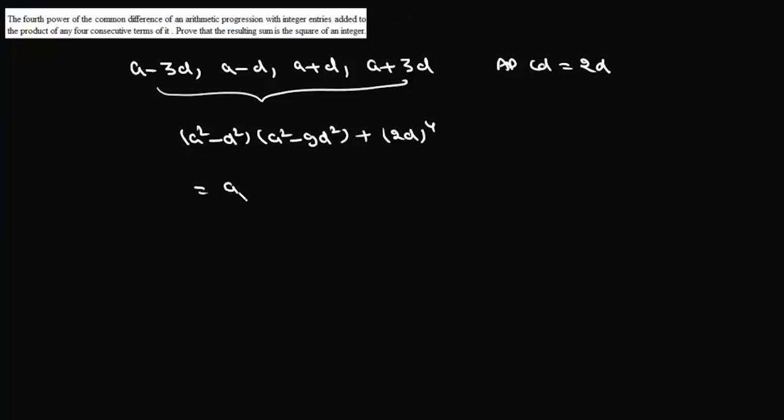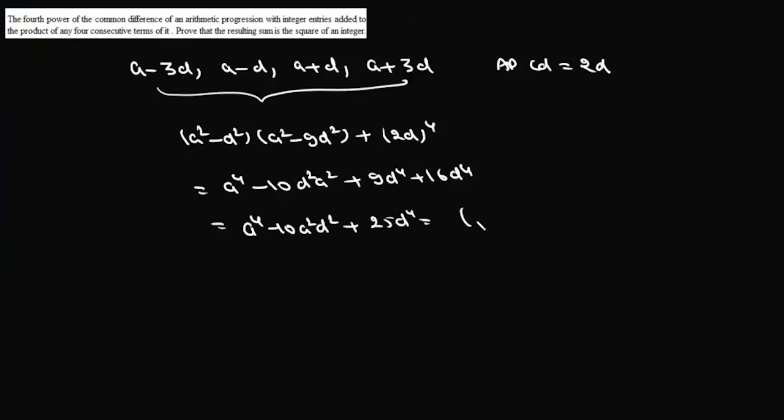Now we can write this as a^4 minus 10d²a² plus 9d^4 plus 16d^4, which is a^4 minus 10a²d² plus 25d^4, which is (a² - 5d²) whole squared, which is the square of an integer.